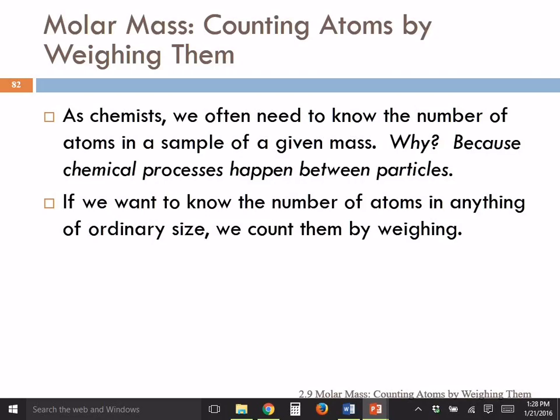A lot of chemical processes, most of them, occur between particles. And so it's two of this particle interacting with one of that particle. It's on a particle-to-particle basis. And so sometimes we need to know how many particles are in this sample. We can't count them because they're too small. So we count them by weighing them.